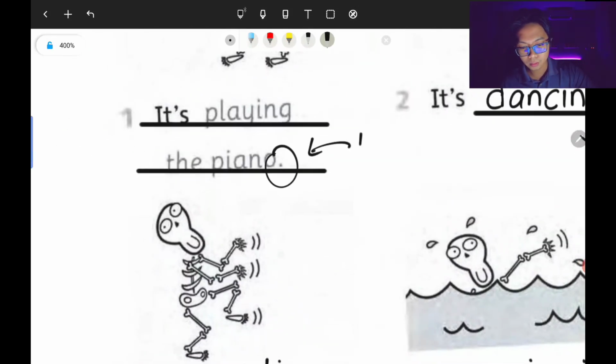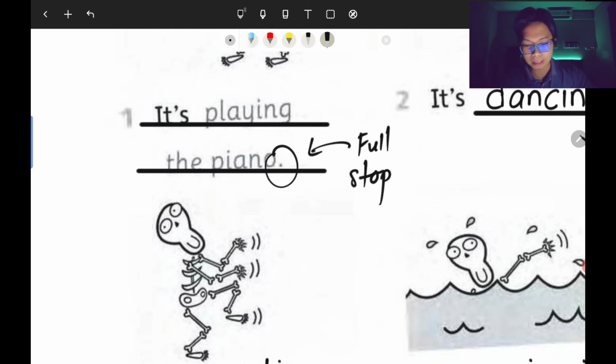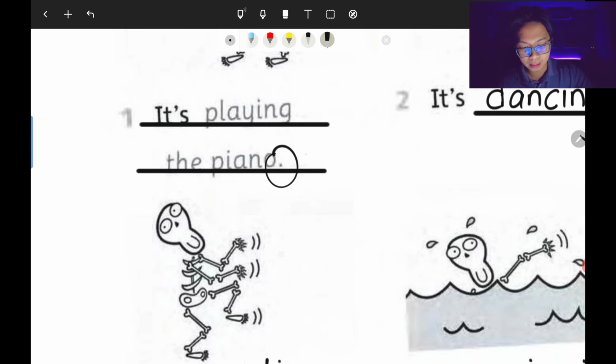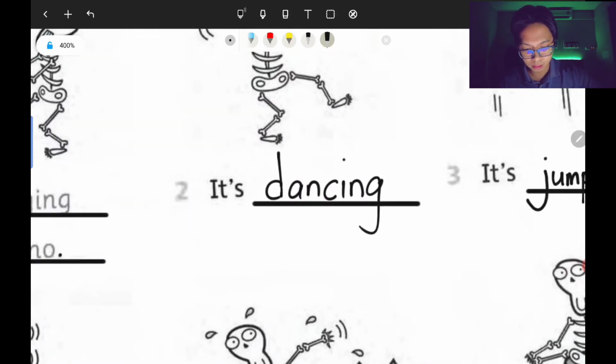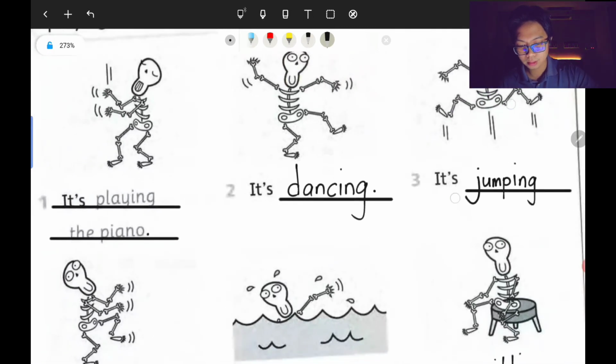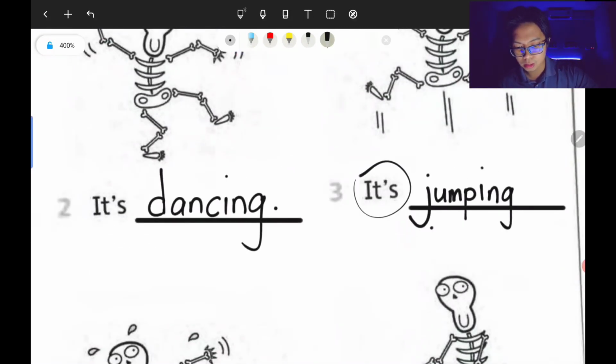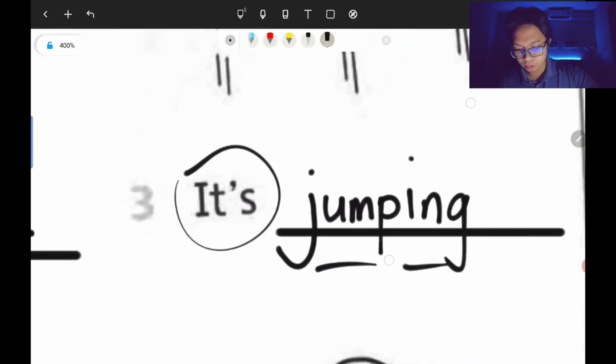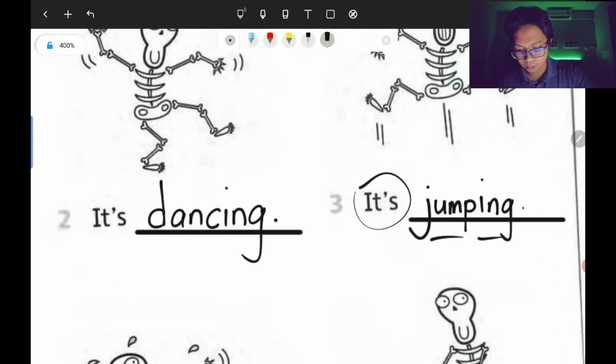Okay, but don't forget to put your full stop. This one, full stop, kita tulis selepas kita habis menulis. We have to stop the sentence. Nih, full stop. So right here I'm doing my mistake. Please add full stop. It's dancing. Then letak full stop. Okay, titik nokta. Next one, it's jumping. Put full stop. Letak juga full stop.